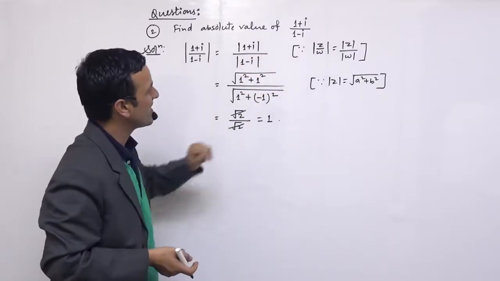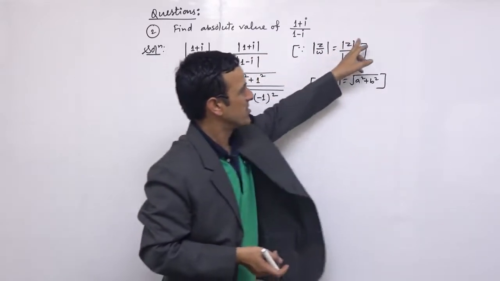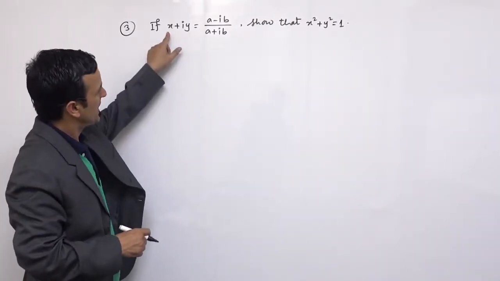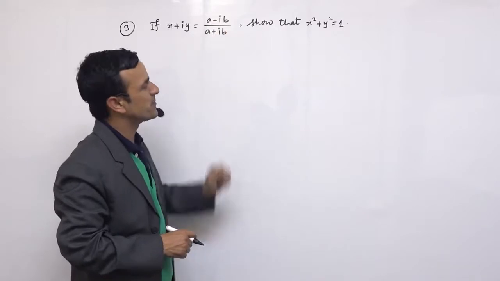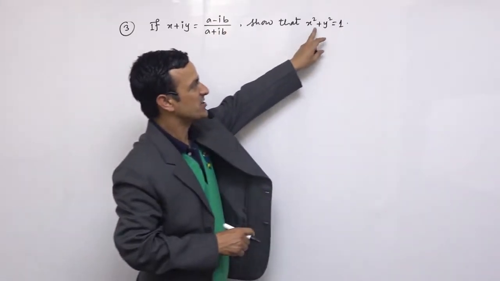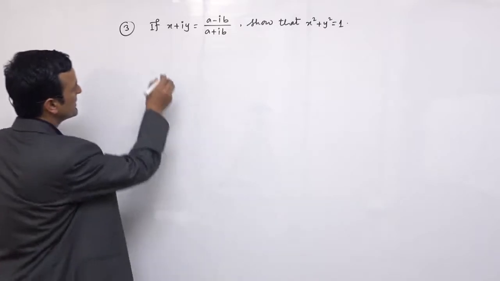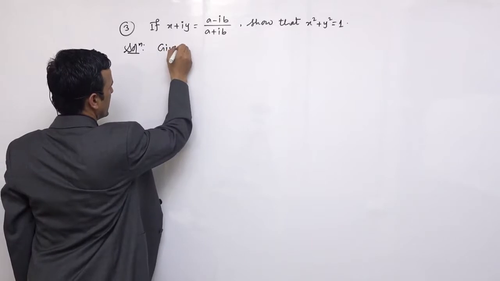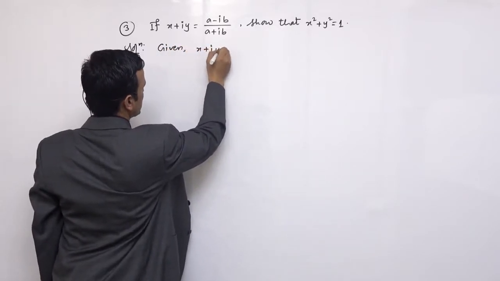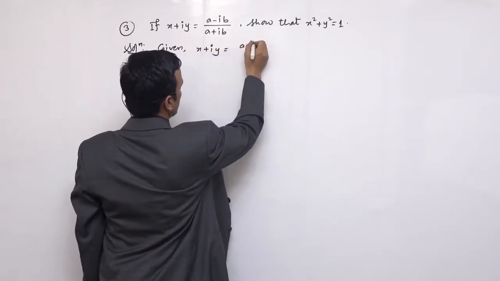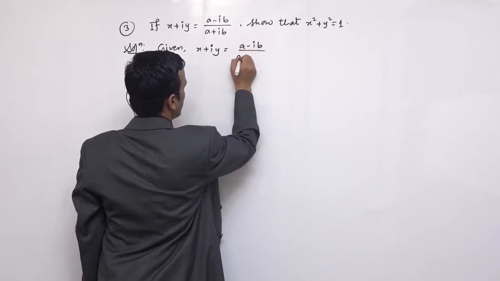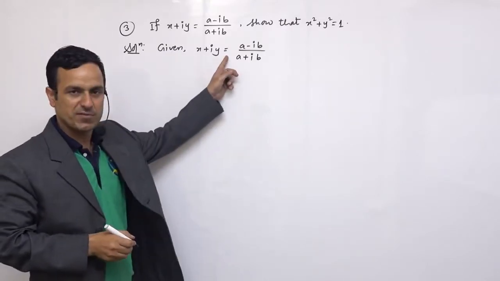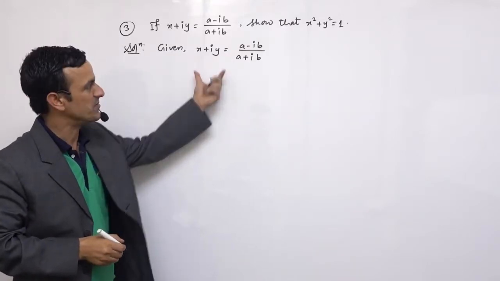So in this way we can solve it by separating modulus. Okay, let's do this question. If x plus iy is equal to (a minus iv) upon (a plus iv), prove that x square plus y square is equal to 1. So for this we can take the given term. Given is x plus iy is equal to a minus iv divided by a plus iv. So this is the given information. So start from this information.